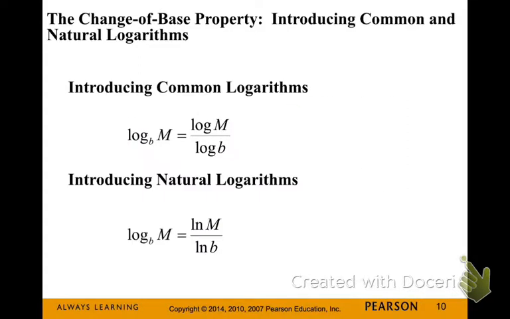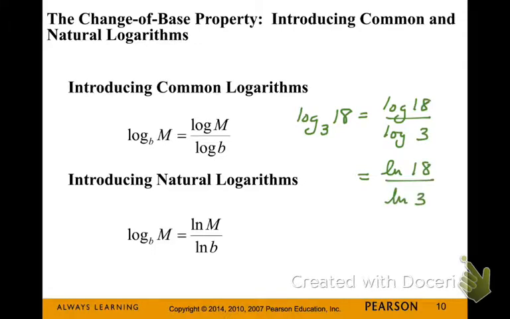So this also is going to work with our common logs. So log base b of m will be equal to log m divided by log of the base. And same thing with natural log. Log base b of m will be equal to the natural log of m over the natural log of the base. So for example, if we wanted to evaluate log base 3 of 18, this would be the same thing as taking log 18 divided by log 3 on our calculator, or natural log of 18 divided by natural log of 3. Go ahead and try that on your calculator by typing those both in and make sure it turns out to be the same value.